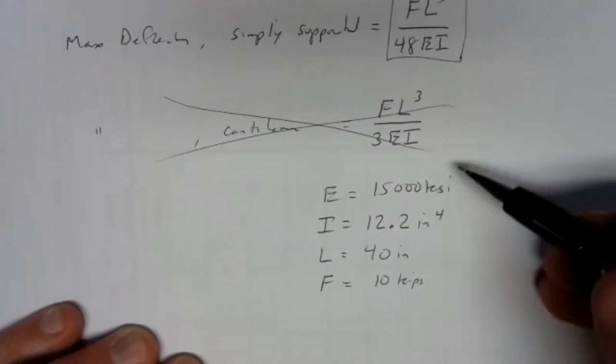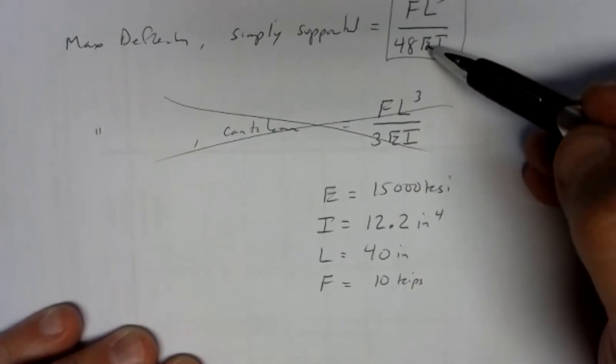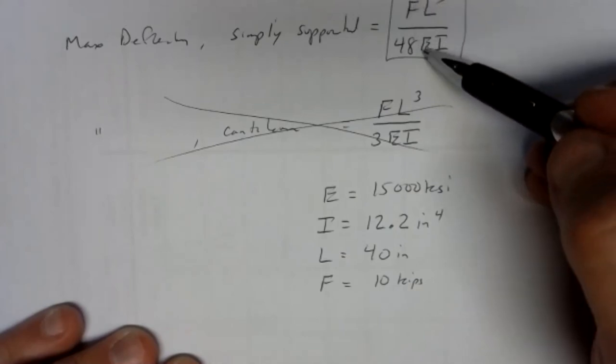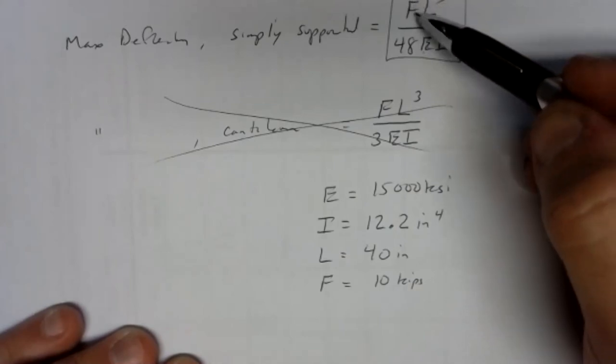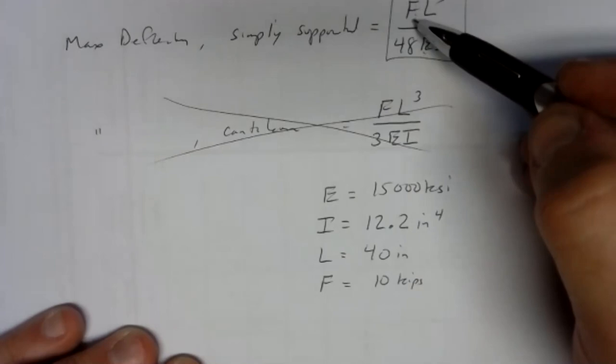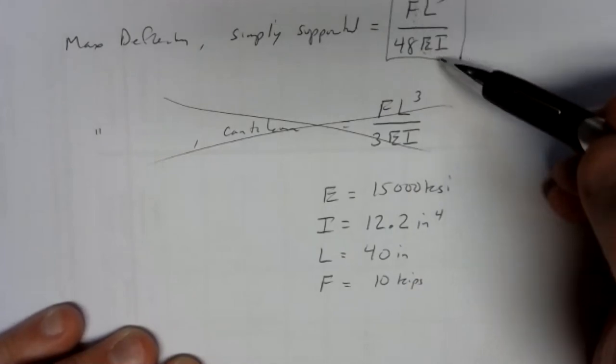You've got to make sure that your force and your modulus share the same units. If you have kips for the force, you've got to have KSI for the modulus. If you have pounds for the force, you've got to have PSI for the modulus. Or you've got to turn your force from pounds into kips. So make sure those two line up, or you'll end up a factor of 1,000 off.